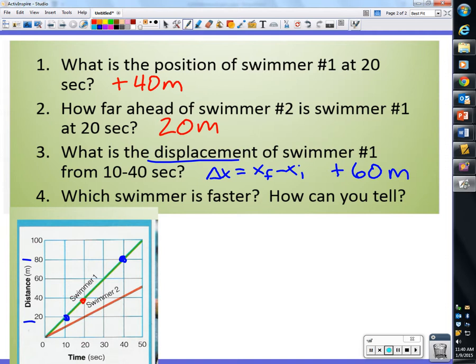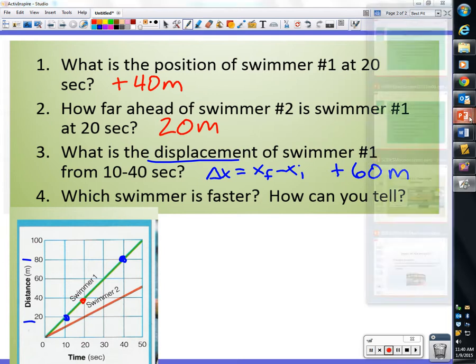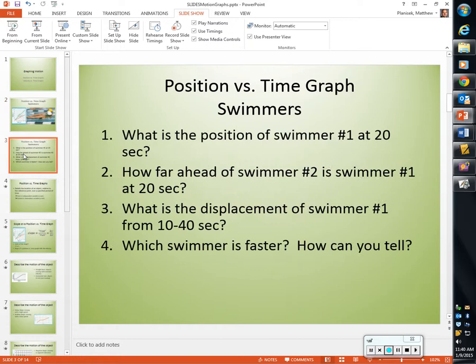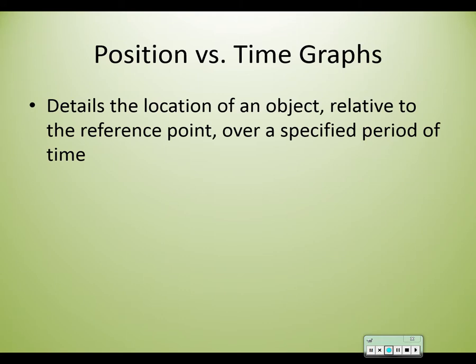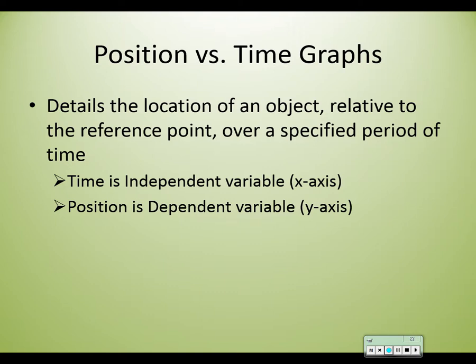All right, real quick, hopefully just kind of a duh sort of thing. Some information about position time graphs. Because they are position time graphs, they have to tell us 2 things. Billy, what are the 2 things a position time graph has to tell us? Where and when. So it details the location of an object at a specified moment in time. When we are setting up a position versus time graph, time goes on the x-axis, position goes on the y-axis.